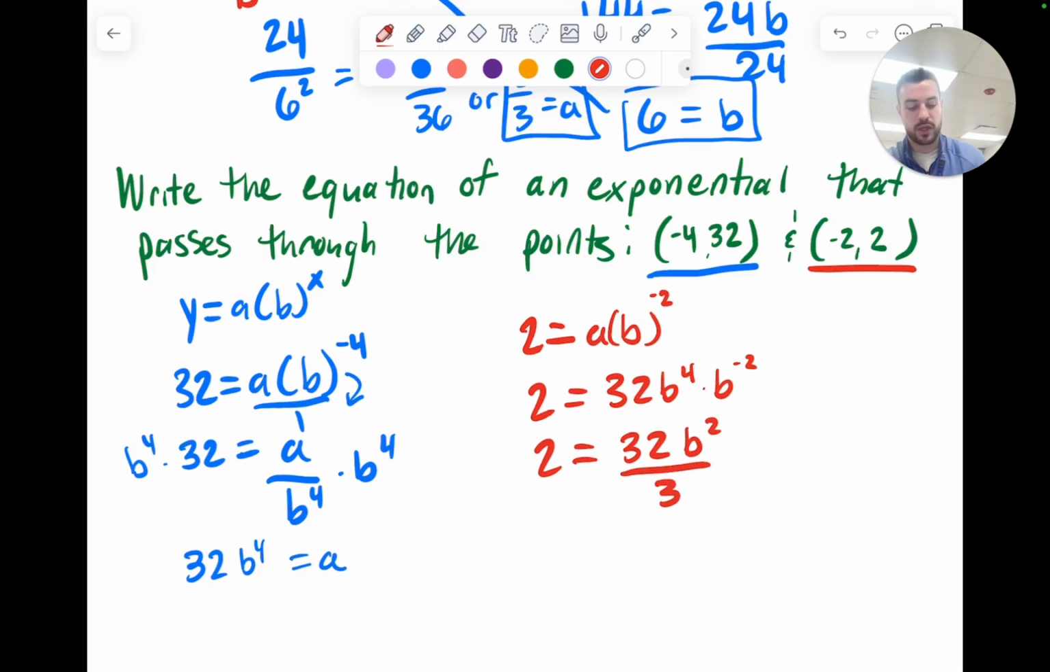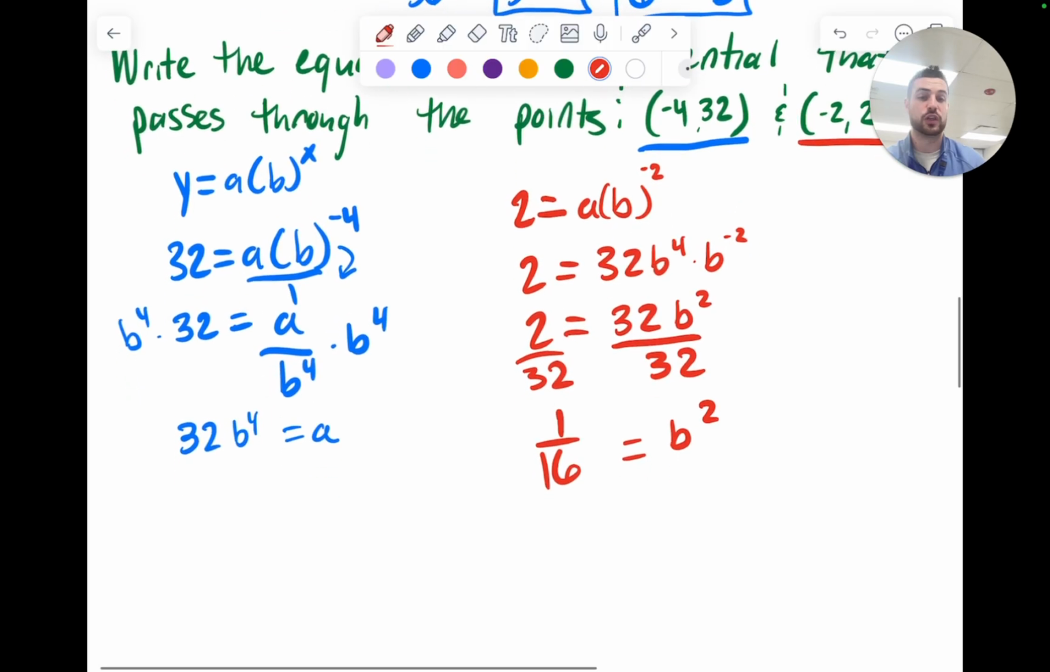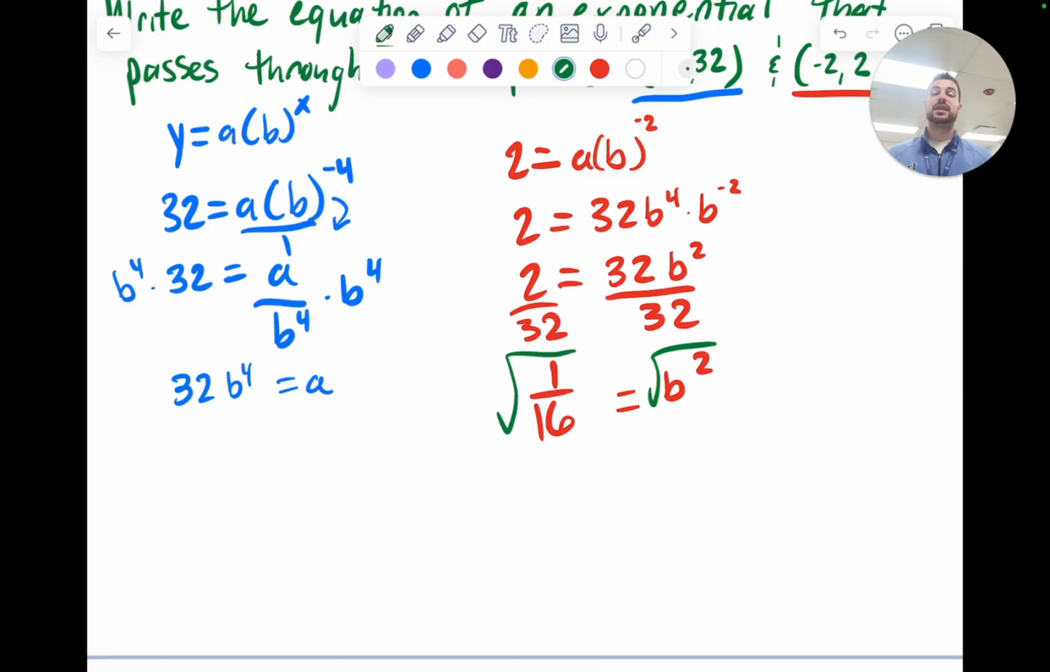So I'm going to divide by 32, divide by 32. We get 1 over 16 is equal to b squared. And to get b alone, right, we just want to solve for b. I'm going to take the square root of both sides. Now, in this example, it's going to complicate things a little bit because whenever we take the square root and we are solving, we need to remember that we are going to need to include a plus and a minus. So that means the square root of 1 over 16 is going to be plus or minus 1 over 4, and that is my b value.